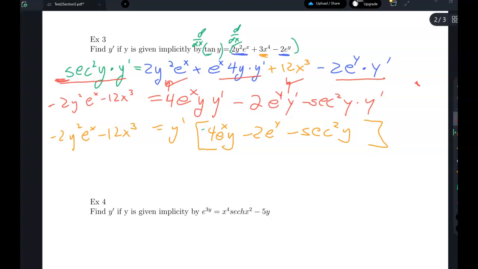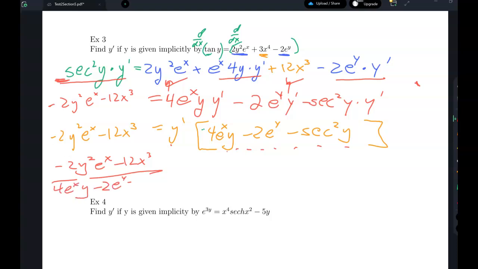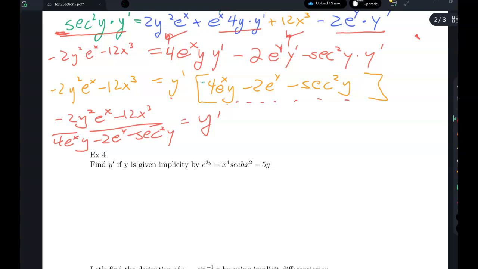And then to finally finish, to solve for y prime, you divide by all of that. Minus 12x cubed all over 4 e to the xy minus 2 e to the y. They're a little cumbersome, right? Equals y prime. And y prime is the slope of the tangent line.